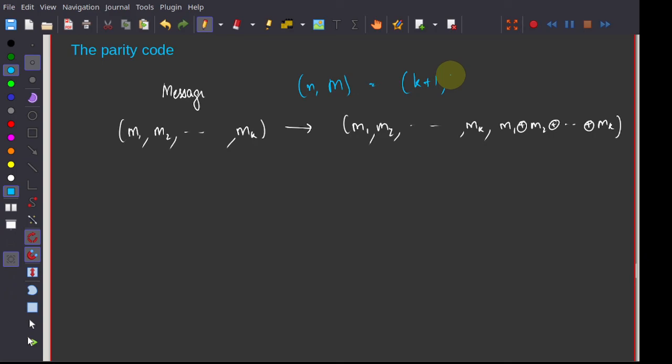How many messages are there? Are you sure there are only k messages? 2 to the power k. So it is a (k+1, 2^k) code. For this, I want you to compute the minimum distance of the code and what its error detection and correction capability is. I leave that as homework.